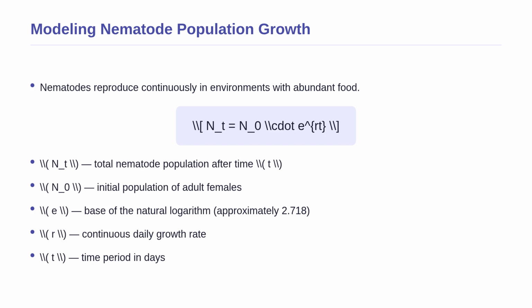In this equation, N sub T represents the final total nematode population after a certain time. N sub 0 is the initial population of adult females that first invaded the root. The letter e is the base of the natural logarithm, a mathematical constant used for continuous growth. The variable r is the continuous daily growth rate, which increases when soil conditions are ideal, and T is the total time period, measured in days. As time T increases, the population explodes upward.